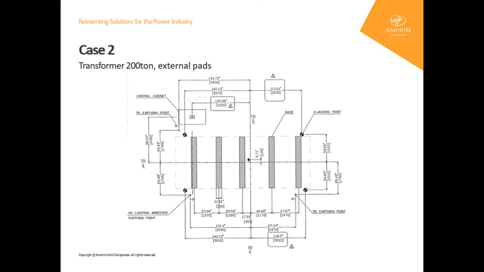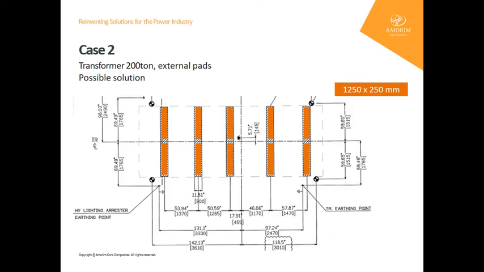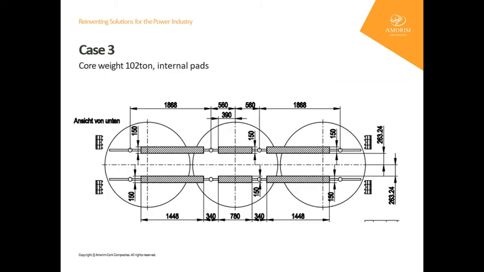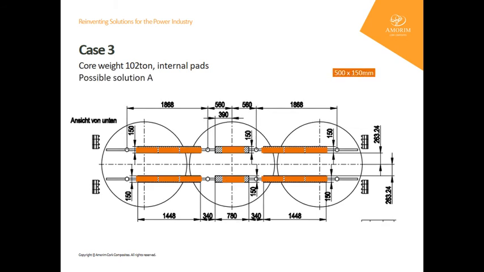So this one is 200-ton transformer external pads. You will see one possible solution, but it's important for you to go through the NVD and find this or other solution that makes sense. And we had another 102 tons internal pads that we had 2 possible solutions. One using just 1 pad dimension, another solution to increase stability using 2 pad dimensions.